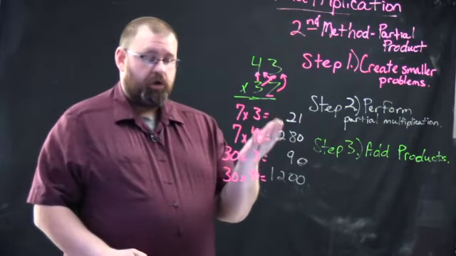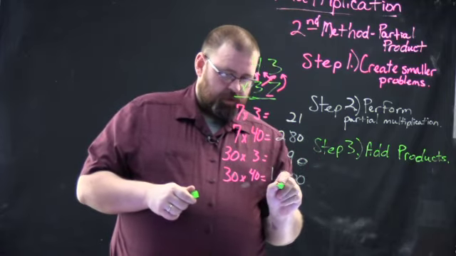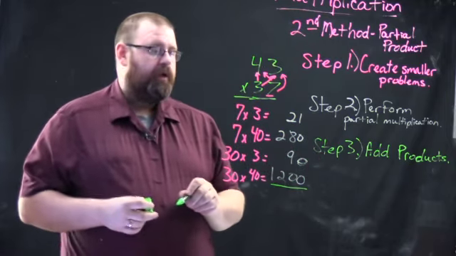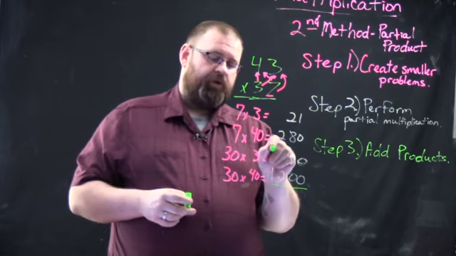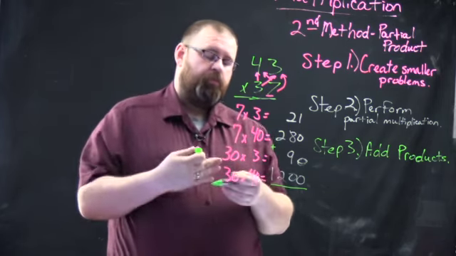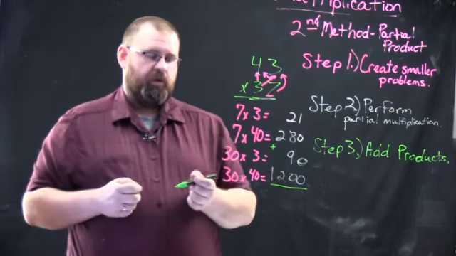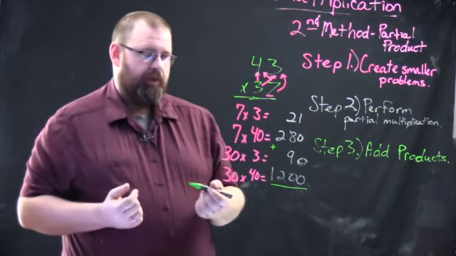So we have 4 partial products here. To get our final answer, we are going to look at all 4 of these and we're going to add them all together. Just like we did in the algorithm method, but instead of just 2 products to add together, we have 4. And as you've seen, these were easier to get than the last one.